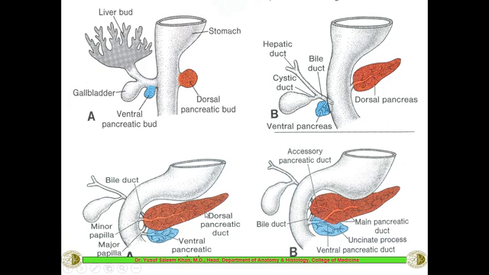So initially the dorsal bud will be opening through the dorsal pancreatic duct throughout, but later this dorsal pancreatic duct will join with the ventral pancreatic duct, and it starts opening into the second part of the duodenum through the major duodenal papilla. The remaining part of the dorsal pancreatic duct, which is near the head and neck, becomes thinner, and this is now called the accessory pancreatic duct.